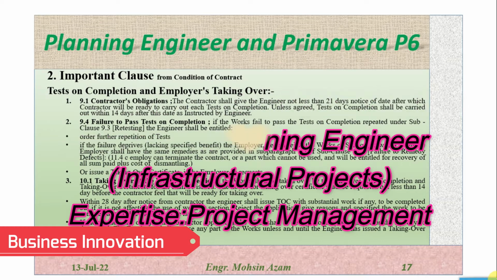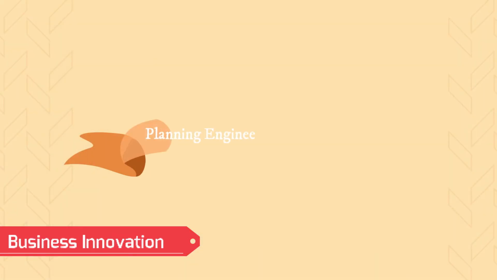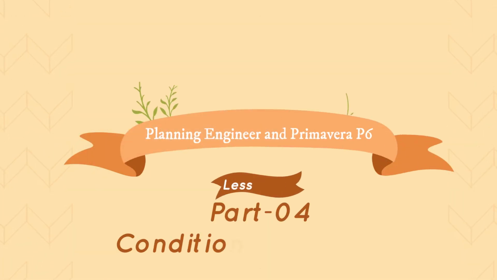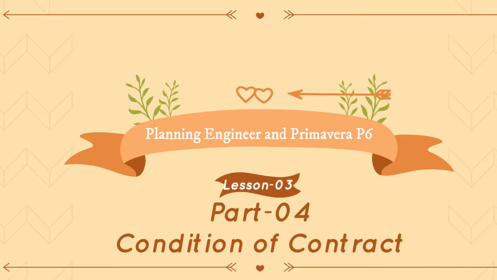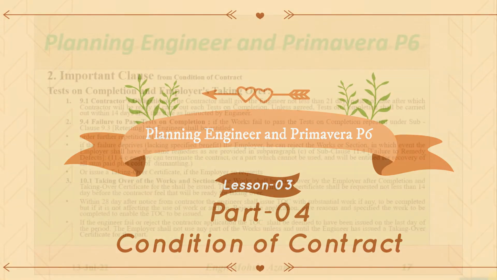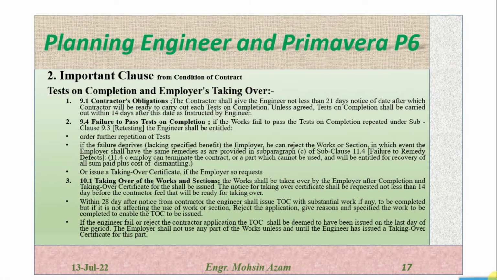We will continue our third lesson of the Planning Engineer and Primavera tutorial. Our third lesson was the conditions of contract, some important clauses we were discussing. So today we will continue from testing on completion and employer taking over. First of all, we will discuss clause 9.1, contractor obligations.